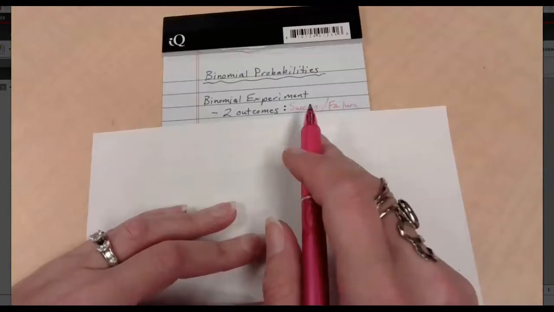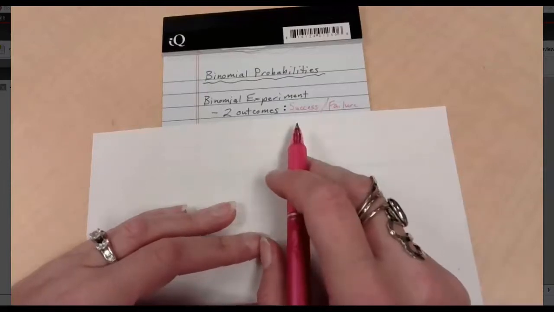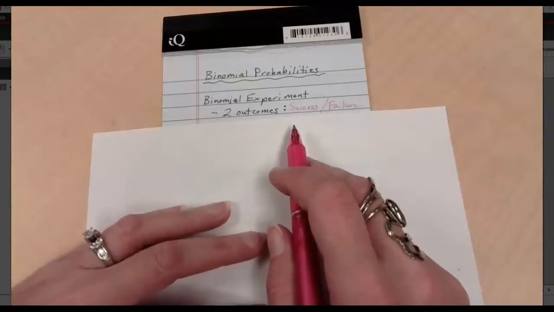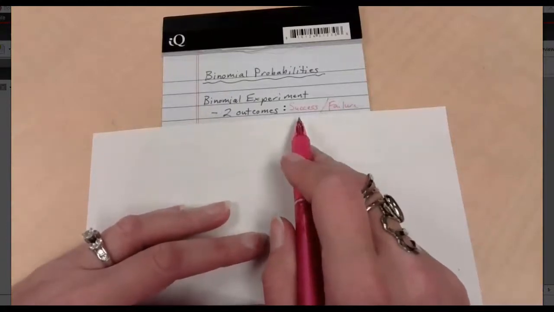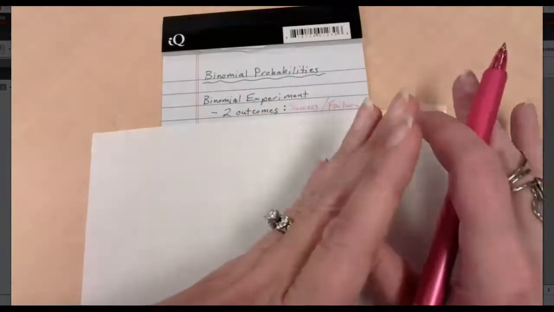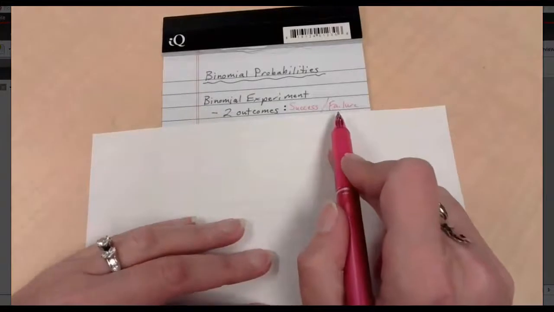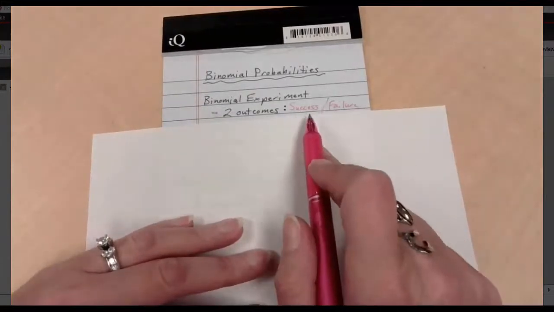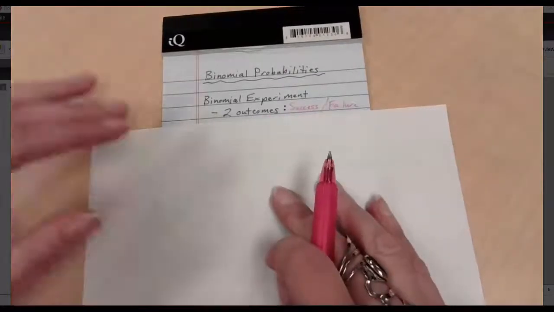This could be, I have to randomly guess the last couple questions on my SAT test because I didn't have enough time to finish it. Well, success would be picking the right answer, and all of the other options would be just lumped together as failure because none of them actually give me points. So success and failure. These are the two things that we're talking about for a binomial experiment.